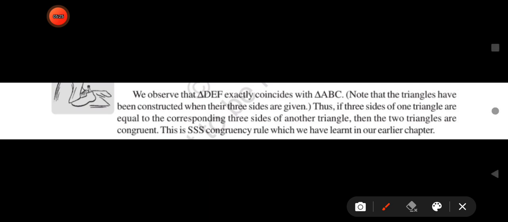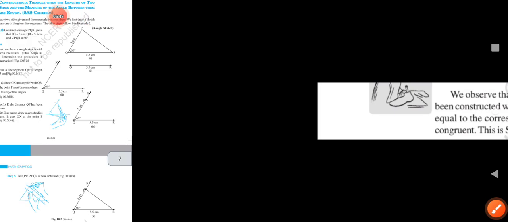We observe that angle DAF exactly coincides with angle ABC. Note that the triangles have been constructed when the three sides are given. Thus, if three sides of one triangle are equal to the corresponding three sides of another triangle, then the two triangles are congruent. This SSS congruency rule we have learnt in our earlier chapter.